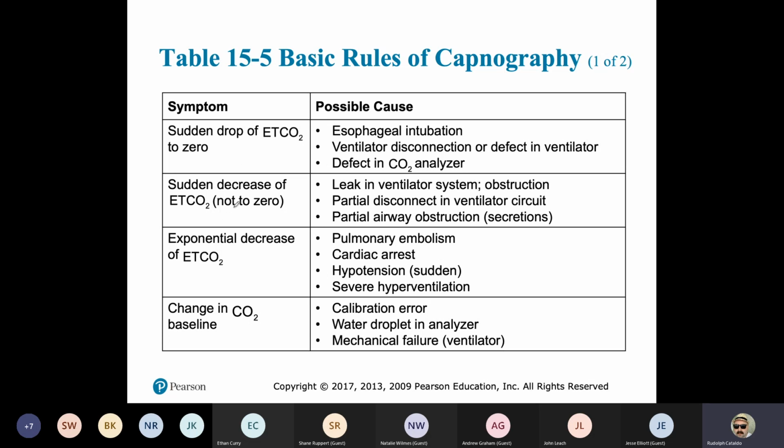Sudden decrease of end tidal. I'm not saying drops to zero, just a sudden decrease. Could be a leak in the system or a partial airway obstruction to where you have to suction your patient. Exponential decrease, maybe cardiac arrest, hypotension, PE, or we've just started bagging our patient too fast and haven't realized it. You can bag your patient based off your end tidal numbers.